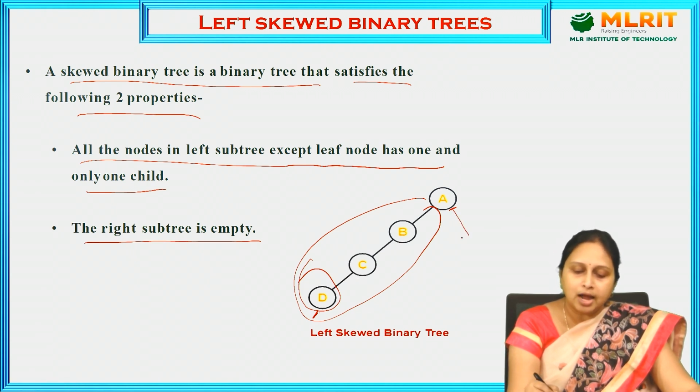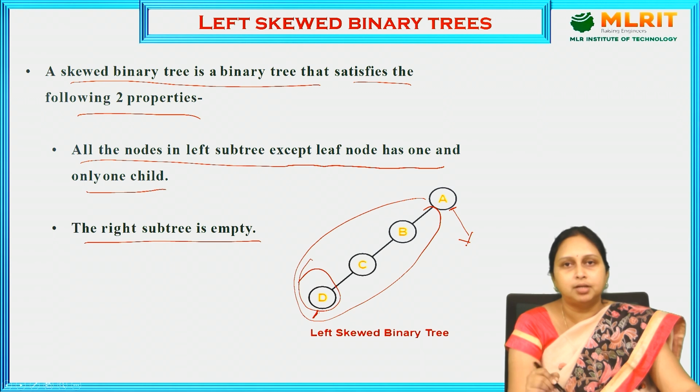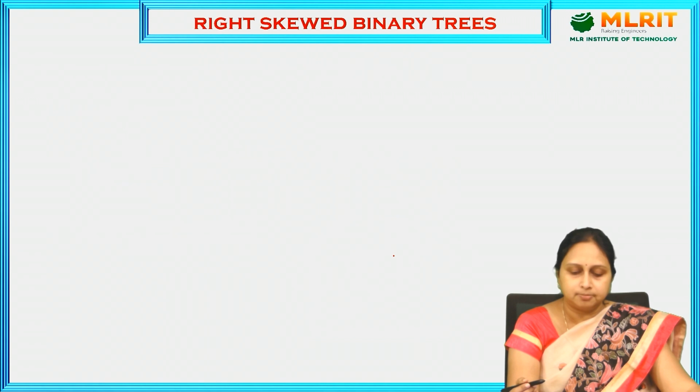And you don't have the right subtree. Right subtree is empty. If you have the representation of tree like this, it is called a left skewed binary tree.